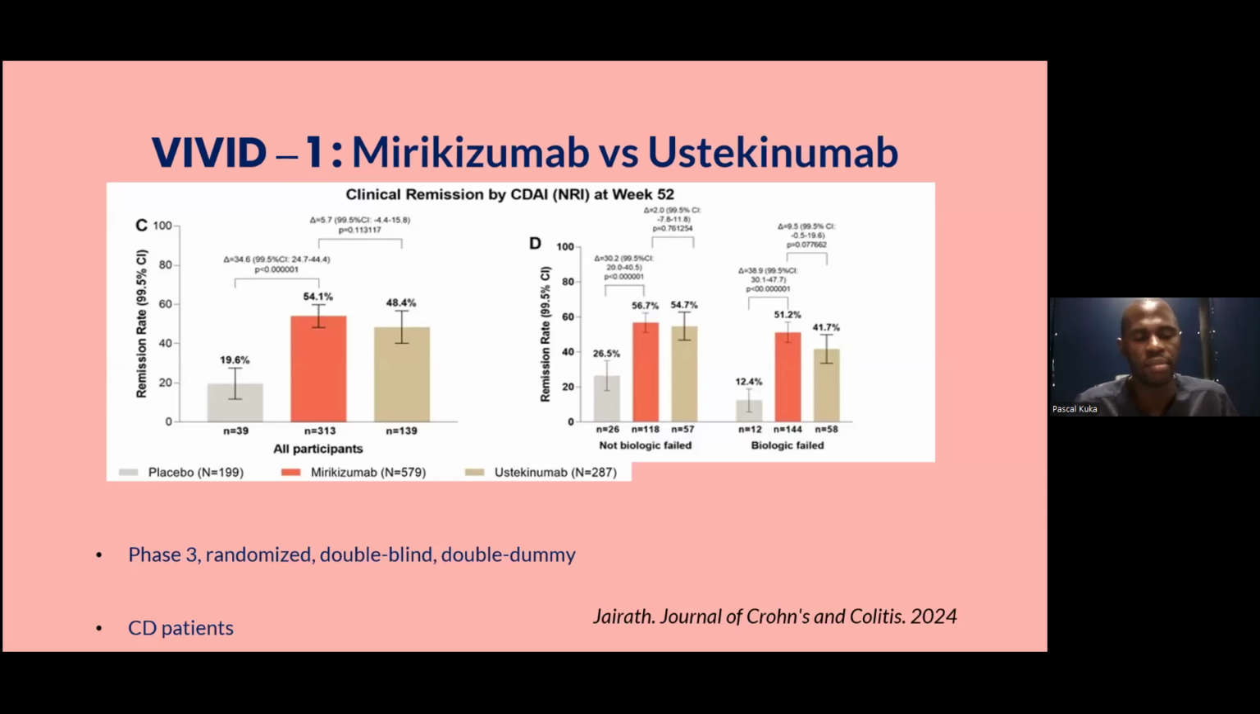Another head-to-head trial was the VIVID-1 trial, comparing mirikizumab versus ustekinumab. This trial showed the superiority of mirikizumab compared to placebo, but there was non-inferiority of mirikizumab compared to ustekinumab in patients who are biologic naive or who have already been on biologics. Although there was no superiority, there was a slight increase, slightly better percentages, with mirikizumab. But as I said, it was found to be non-inferior.